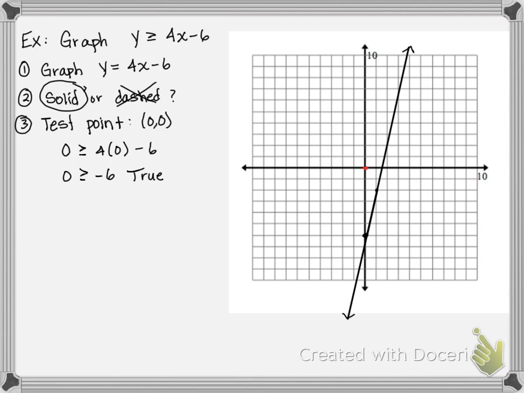So there's my test point at 0, 0. I'm going to shade everything that includes it. So when you do this shading, if you find that point, if it's a true statement, your shading should cover up that point. If it's not a true statement, your shading should not cover up that point. So all this stuff.